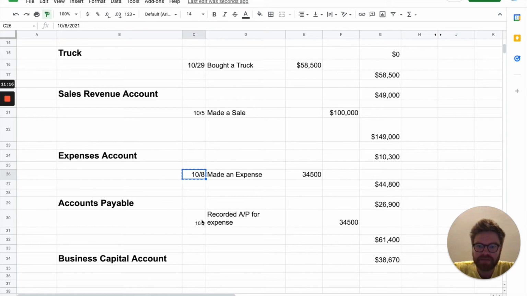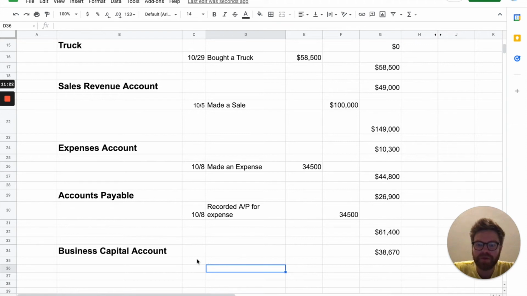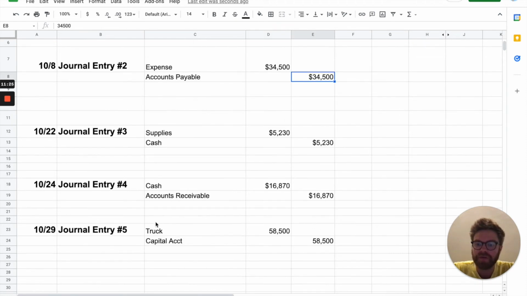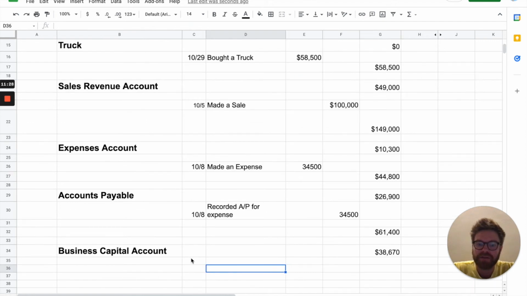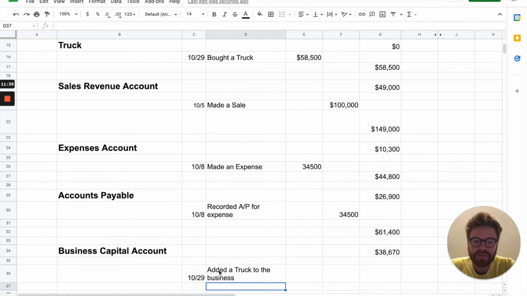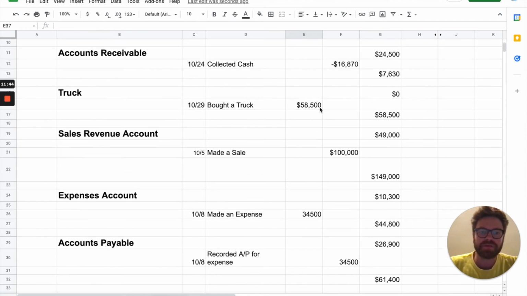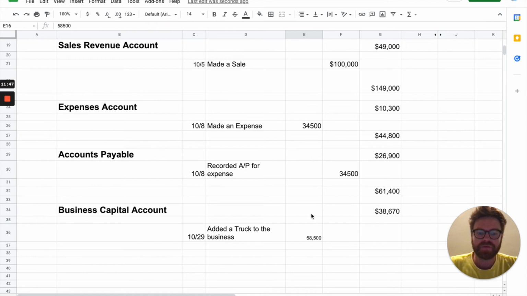Okay, lastly, this business capital account. We acquired that truck. If you recall, over here we acquired the truck there, 10/29. So let's add that up here. On the 29th, we added a truck to the business. So let's debit that truck for $58,500. Let's make sure that's right. Okay. Just move that down. And that's actually a credit, so we're going to credit that category there. So let's sum this up.